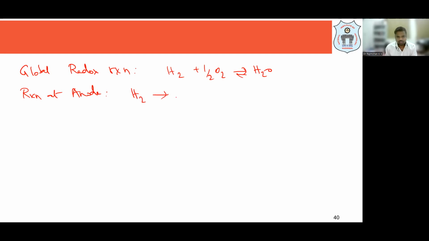Okay, so what is the global H2-O2 reaction? Global redox reaction is the overall reaction. It is given by H2 plus 1/2 O2 gives H2O. Remember, it is a reversible reaction. Okay, and what is the reaction at the anode? Reaction at the anode is given by H2 forming H plus ions and electrons. Balancing it, we have 2H plus plus 2 electrons. Okay, remember, this is the global reaction.